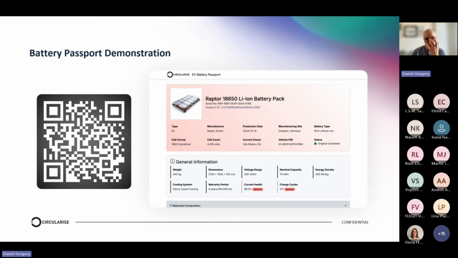Another one that we've built is a demonstration battery passport, a passport that aligns with the battery passport regulations. We're constantly monitoring those and building up the passports as we get closer to the regulation being implemented. Essentially, we have a relatively standard offering for that.